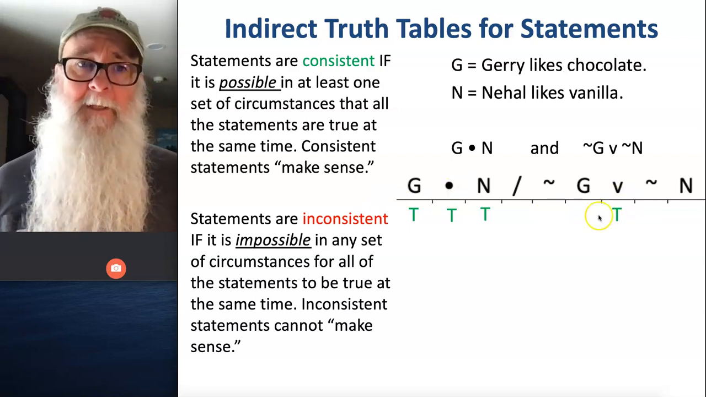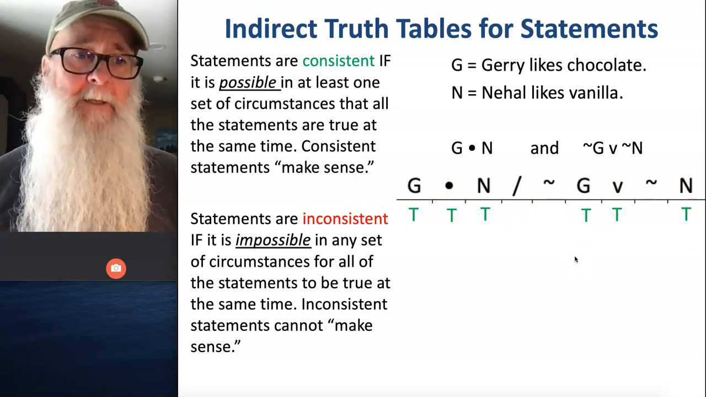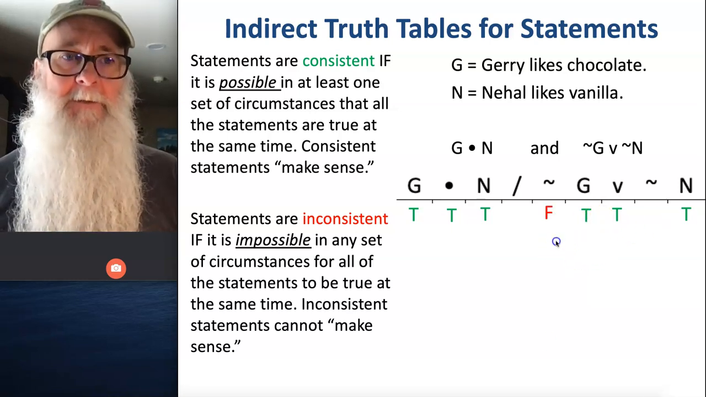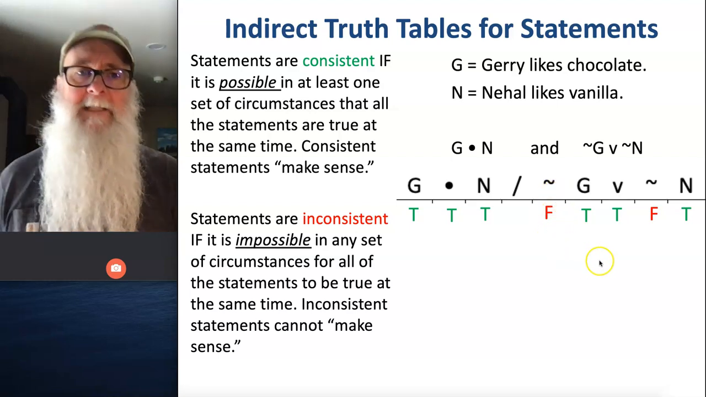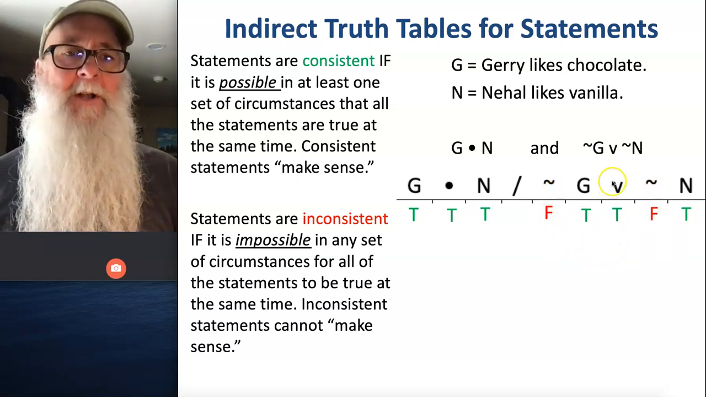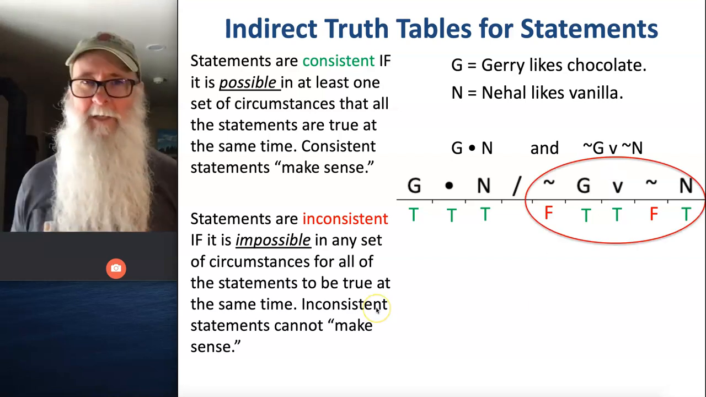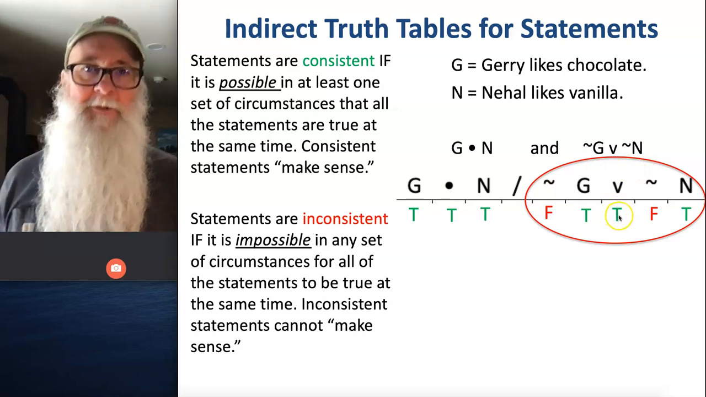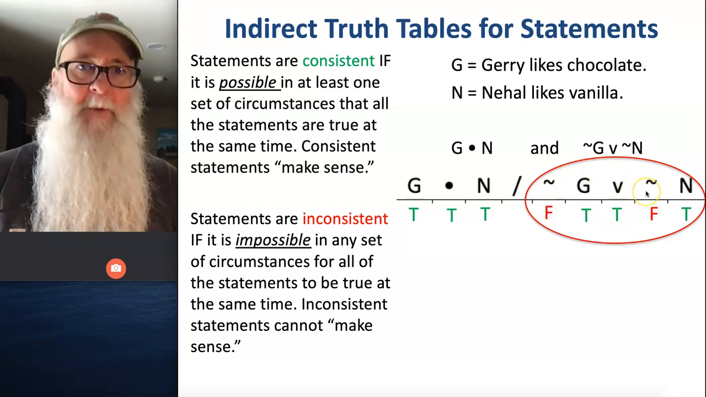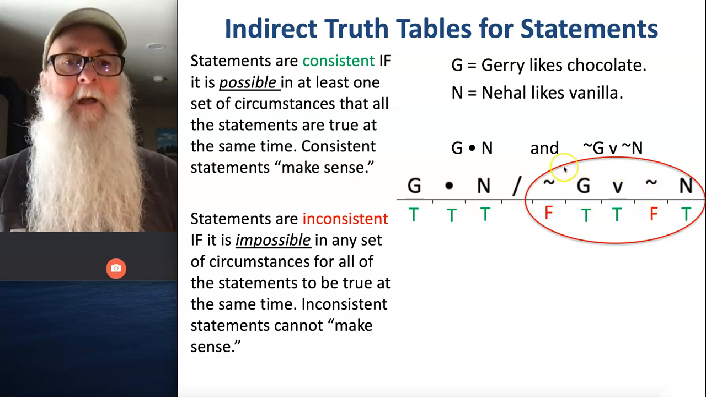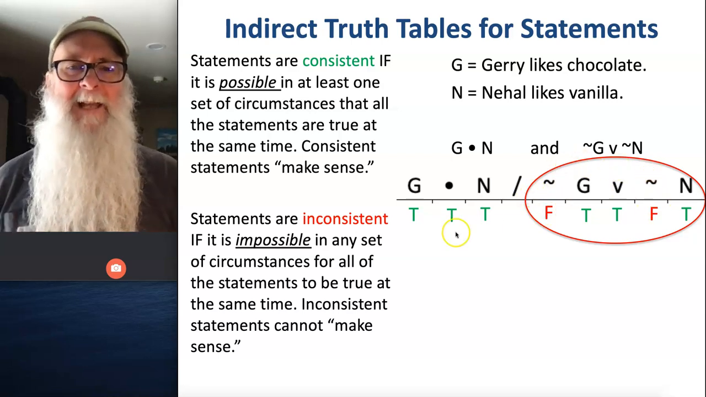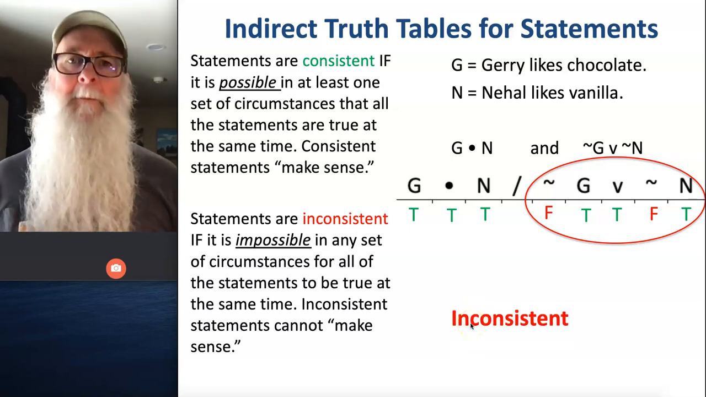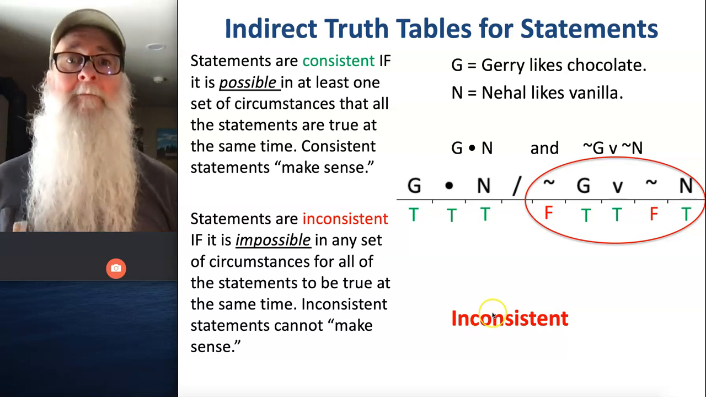Well, G and N are true here, and this line represents one moment in time. G and N have got to be true there. And if G and N are true there, then tilde G has to be false, and tilde N has to be false. And it's the tilde operators that determine whether or not this wedge is true or false. And we have a contradiction, because the rule of disjunction says that for the wedge to actually be true, at least one side of the wedge has to be true. And in this case, both sides of the wedge are false. And this gives us an indication that these statements are inconsistent. It's not possible for them to both be true at the same time. They don't make sense.